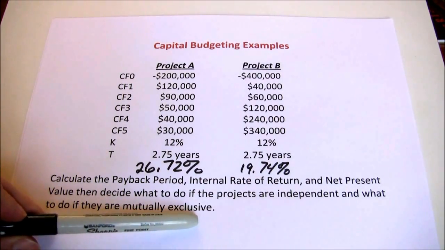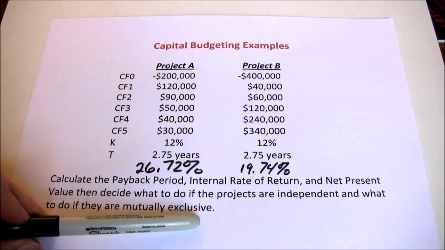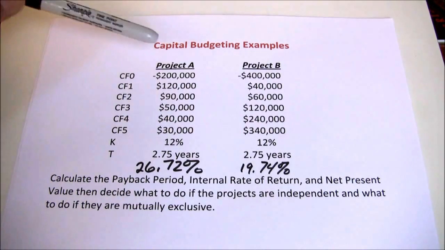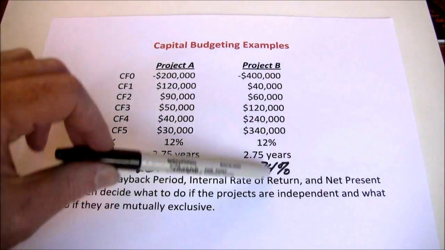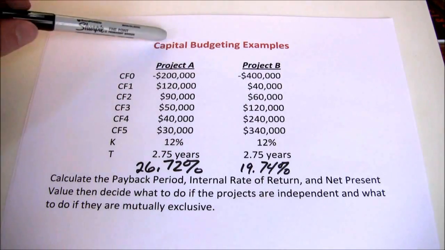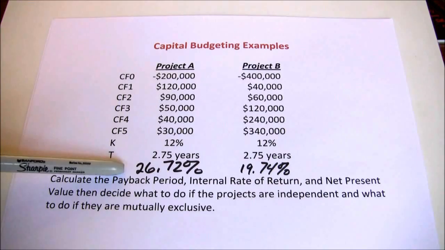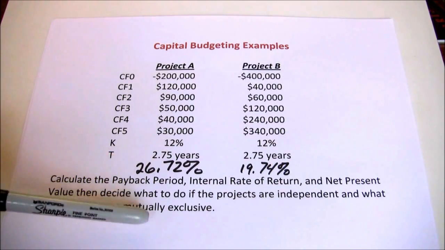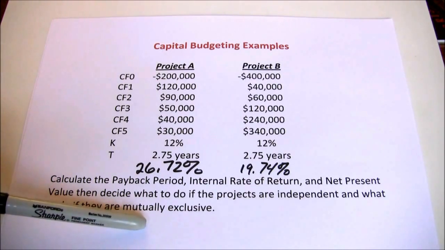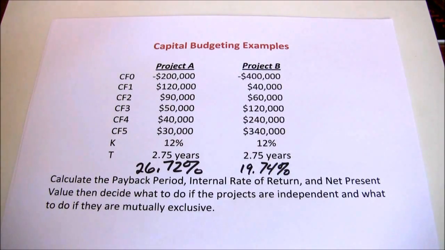How about if they're mutually exclusive? With mutually exclusive, remember, it's not enough to choose whether or not the project is good. I have to choose the best. If I take A, I can no longer take B. If I take B, I can no longer take A. So I've got to decide which is best. According to internal rate of return, the higher the internal rate of return, the better. So project A is the best. If these are mutually exclusive, according to internal rate of return, I would want to take project A. That should help you with calculating internal rate of return using your HP10BII financial calculator.